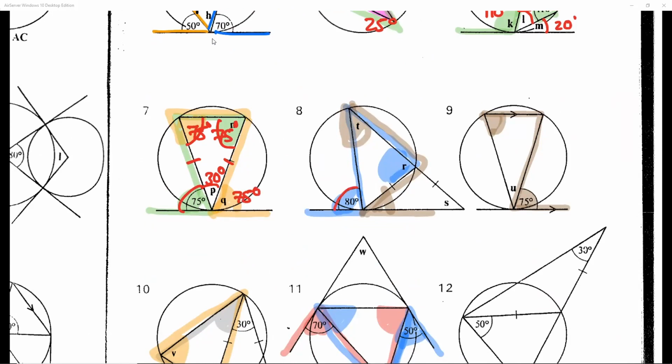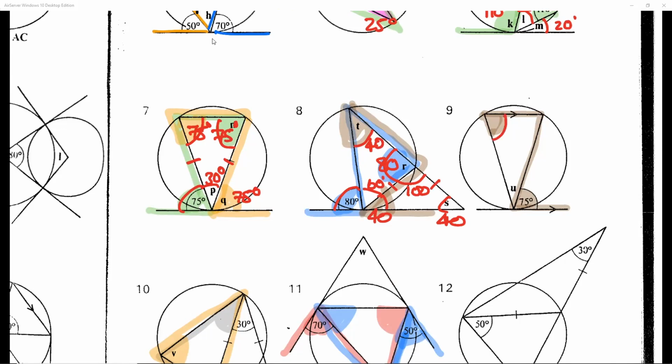75. This blue one's 80, this blue one's 80. And then we have the base angles of isosceles triangles over here. So that'll be 40 and 40. Okay, what else do we know? 80 add 40 is 120. That's 60, that's 140. That one is 40, which is linked to the brown one.